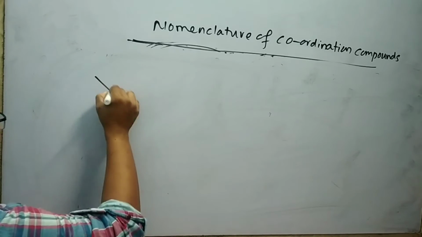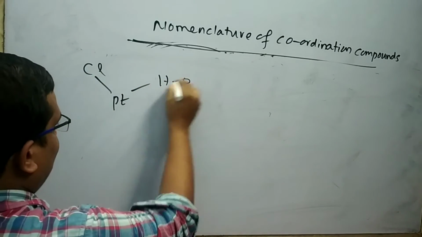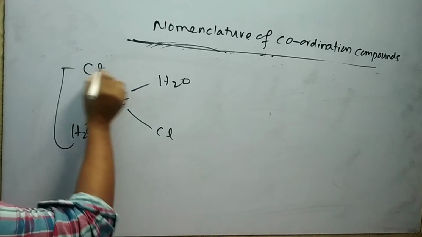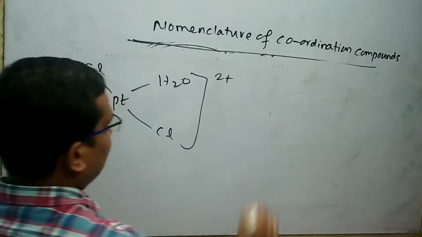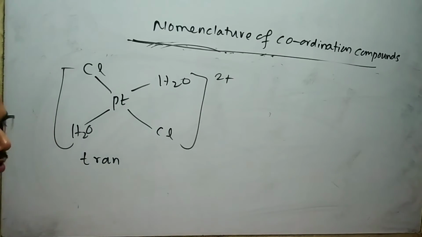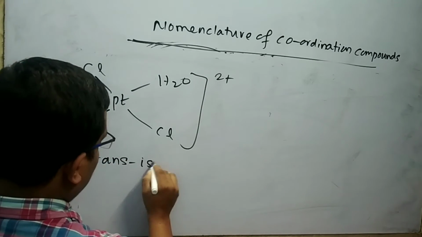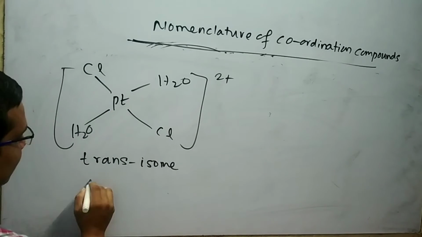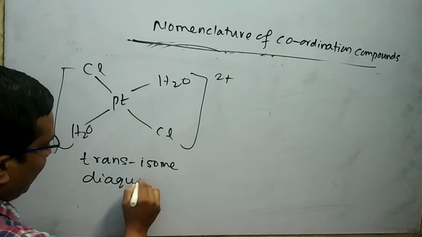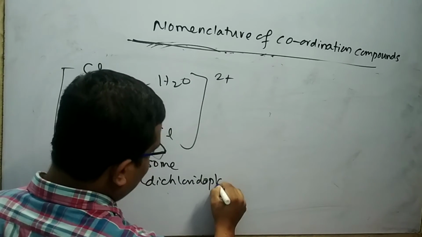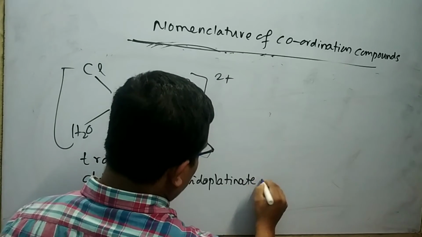Suppose I will take an example. What is the name of this complex ion? This belongs to trans isomer. The name of this complex ion is diaqua dichlorido platinate.